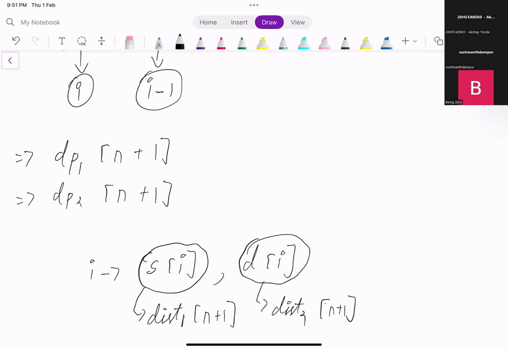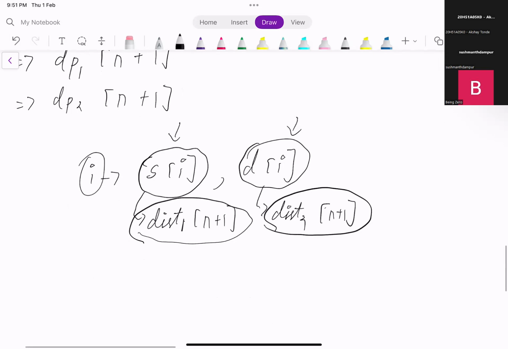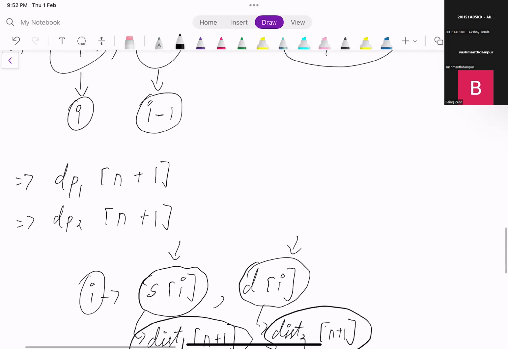Now we can just make a DFS call and find out all the distances from S of i and all the distances from D of i, right? So instead of pre-calculating everything, when we are at i, we can just calculate the distance for two values, and we don't care about the distances of other values when we are at the ith day. Because we don't care about that, instead of pre-calculating distance and maintaining it as a 2D array, we can just reduce it down to a 1D array.